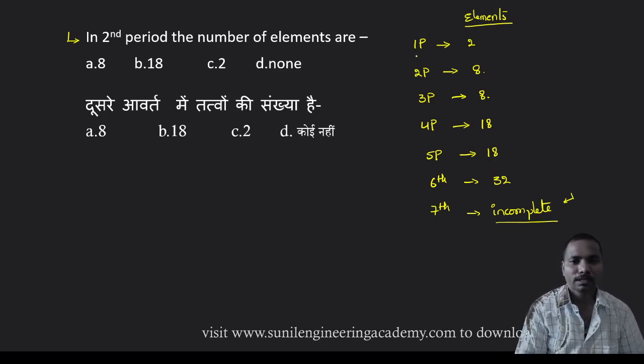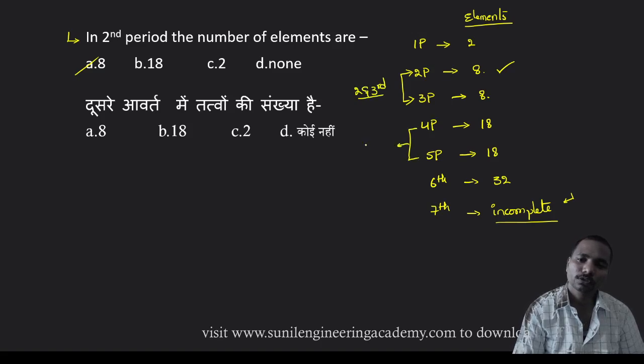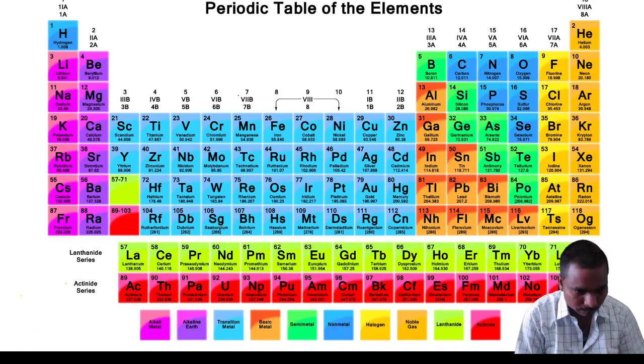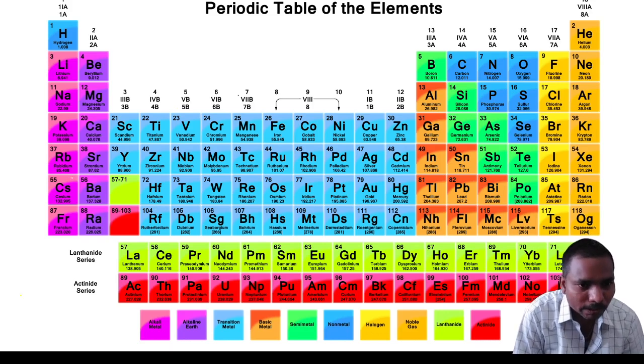So if they ask about the first period or second period, it is 8 elements for the second. Sometimes they will ask which periods have the same number of elements, that is, second and third. In the same way, fourth and fifth also have the same number of elements, 18 and 18. Okay, so let us take this periodic table. Just wait. Where is my cursor?